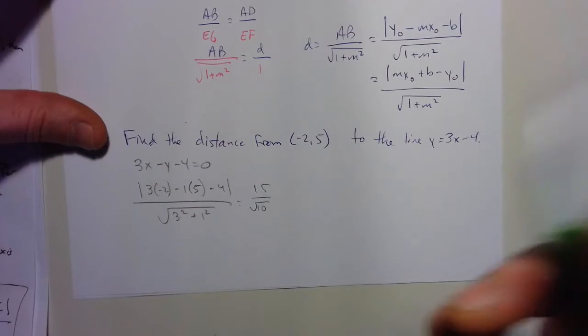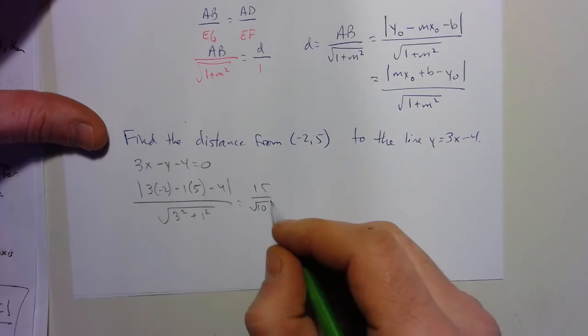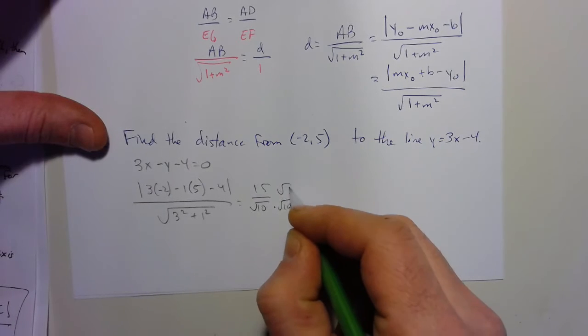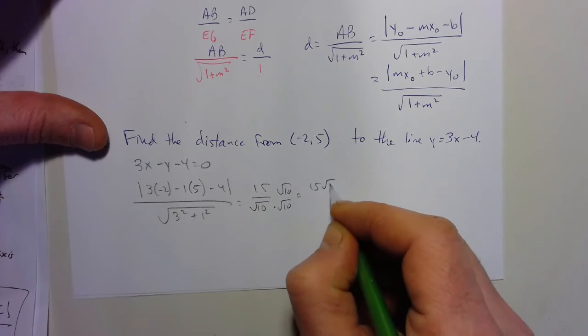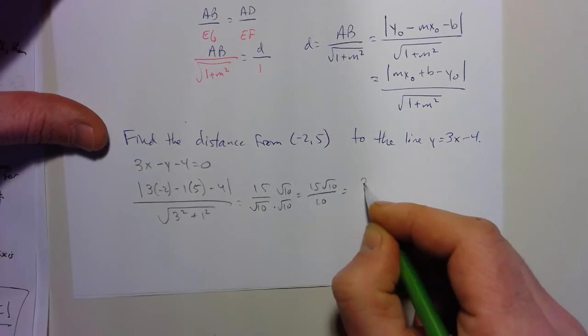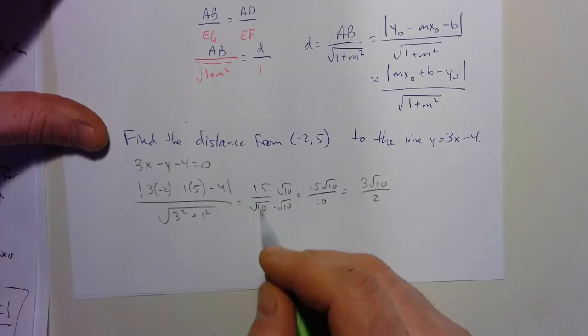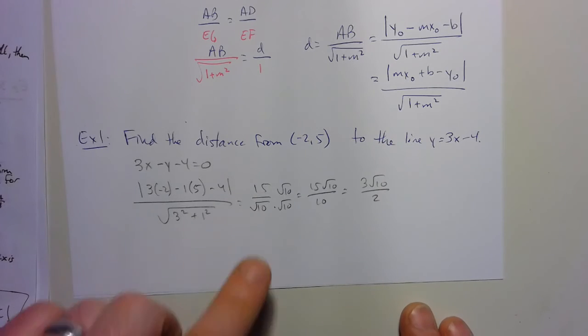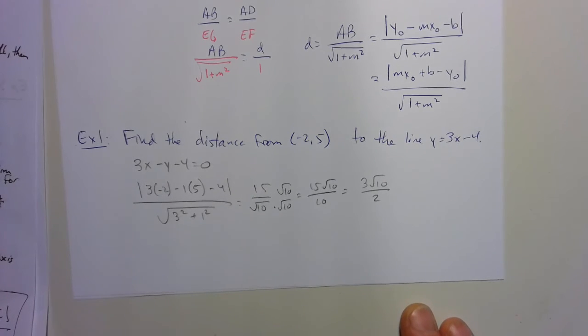How do I know it's going to reduce? Because 15 and 10 both are divisible by 5, so I'm anticipating that reducing. So I'm going to multiply top and bottom by root 10, which gives me 15 root 10 over 10, and I get 3 root 10 over 2. And some people say, do I have to do that? If a radical can reduce, you should try to reduce it, and that's a better version. It's not the main focus of this problem, so if you didn't do it, I'd probably still give you full credit for that one.